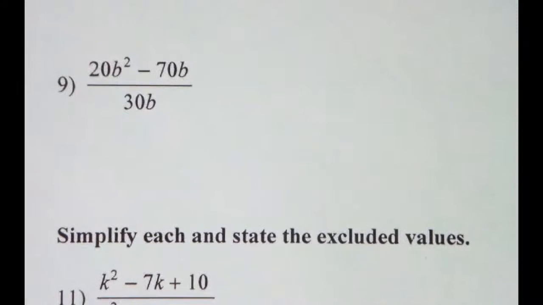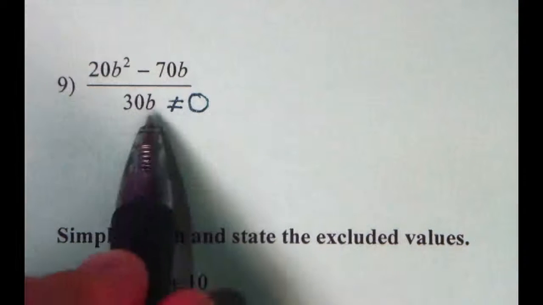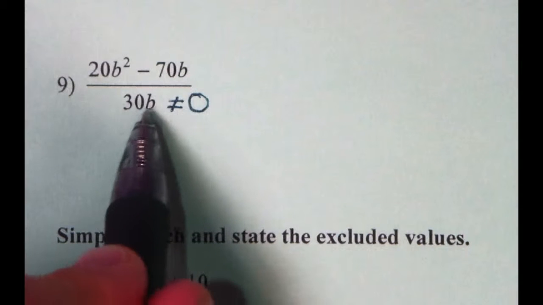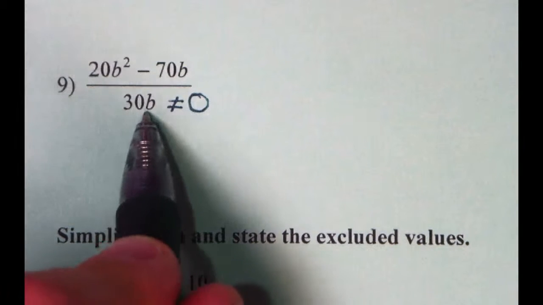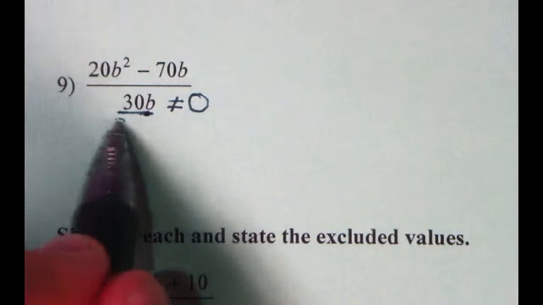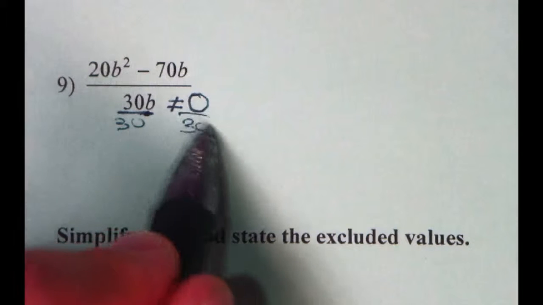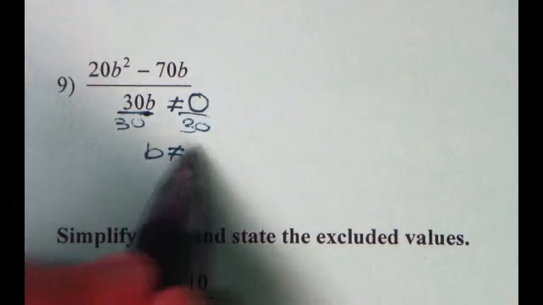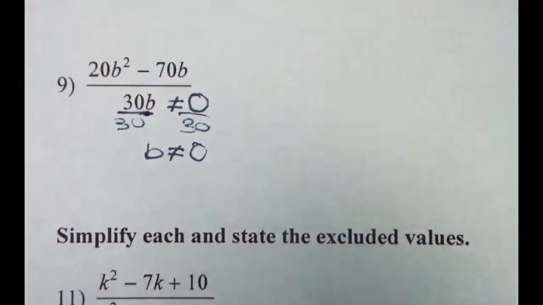Once you work on 7, what's the excluded value for number 9? 0, right? So first thing you want to notice, there is a variable there. So that means there are excluded values for sure, right? That's what excluded values are all about when you have variables in the denominator. Now there's no adding and subtracting, so you can simply just divide both sides by 30. So it equals 0.